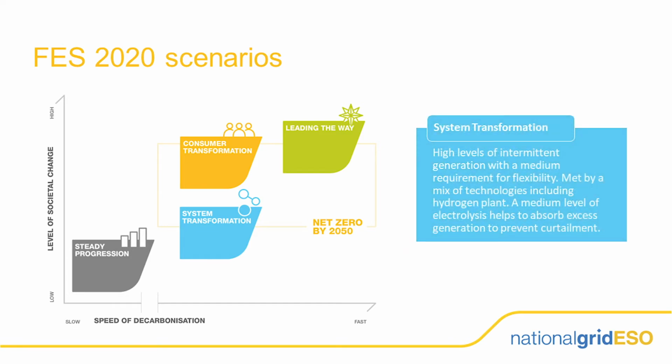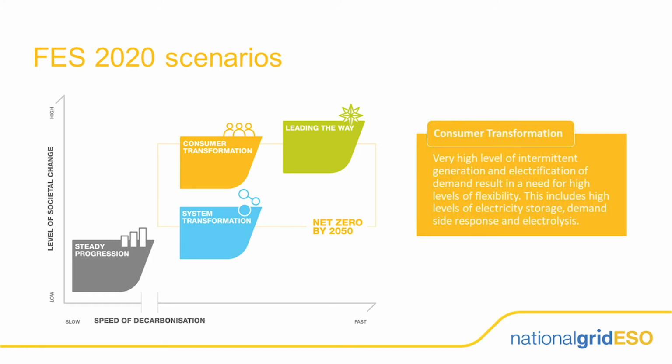Now, if we start with steady progression, as this is the one scenario that doesn't achieve net zero, this has the lowest level of intermittent generation and the lowest requirement for flexibility. The requirement is met predominantly from dispatchable thermal generation, electricity storage, and increased interconnection. System transformation has high levels of intermittent generation with a medium requirement for flexibility. The requirement is met by a mix of technologies, including hydrogen plant. A medium level of electrolysis helps to absorb excess generation to prevent curtailment.